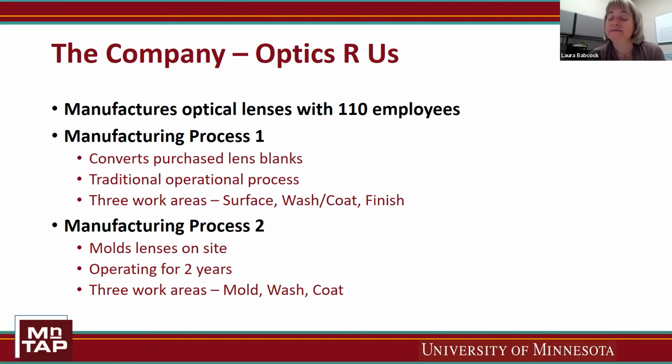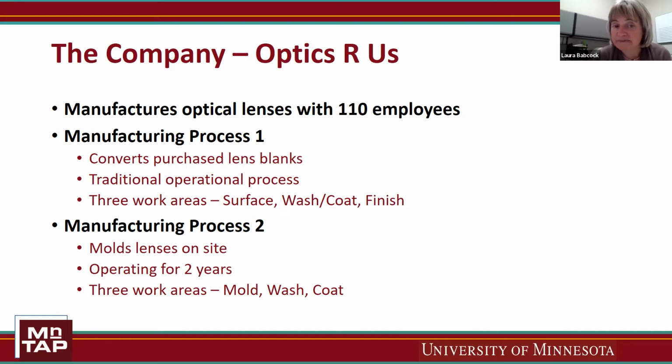They make eyeglass lenses. Their first process is a more traditional process where they convert purchased glass lenses or lens blanks, and they grind those to give the prescription that is needed for those lenses. It's a traditional operational process. There are 3 work areas: surfacing, washing and coating, and finishing.